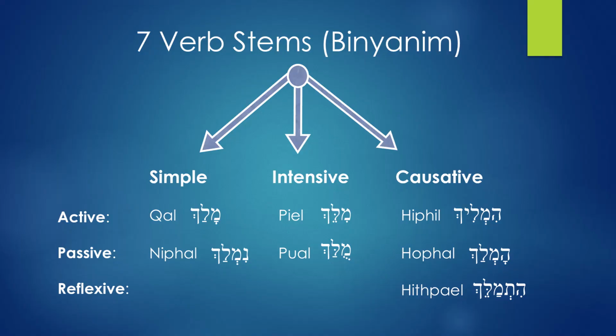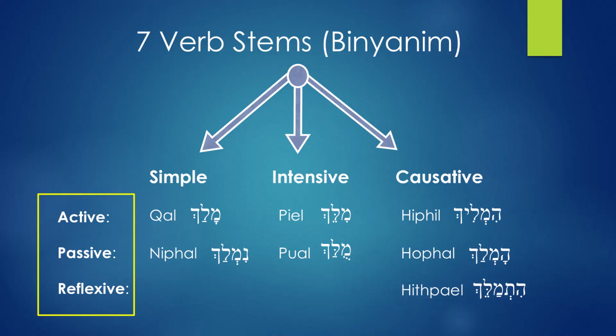Now you may be wondering, what does voice mean? What do we mean by voice? We said voice can be active. Active simply means the subject is doing the action. The subject does the action. The voice is active. Passive means the subject is receiving the action. The subject is not doing the action, but is receiving the action. And reflexive, or middle, reflexive means the subject does the action to himself. So that's what we mean by active, passive, or reflexive.